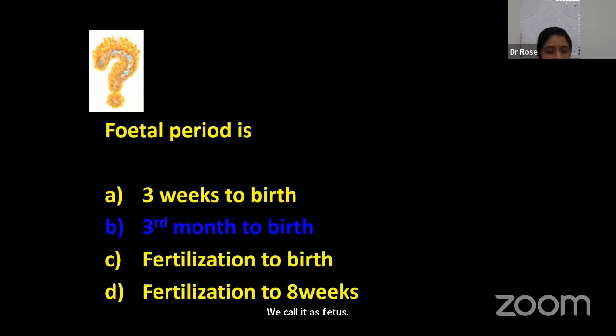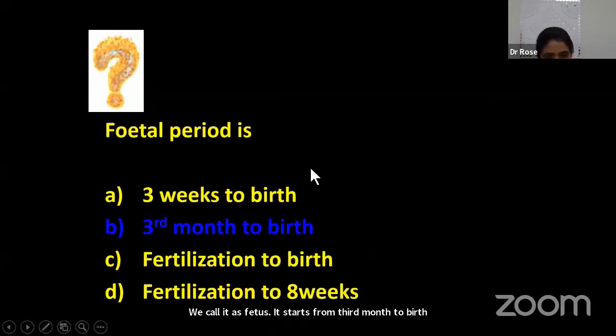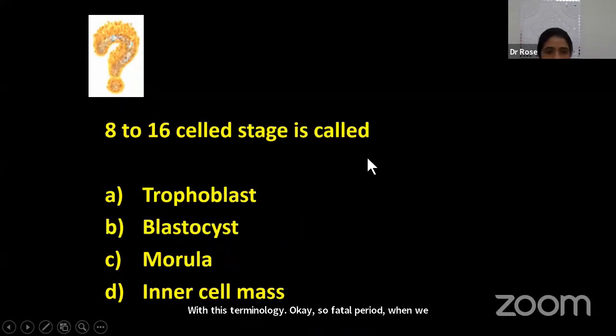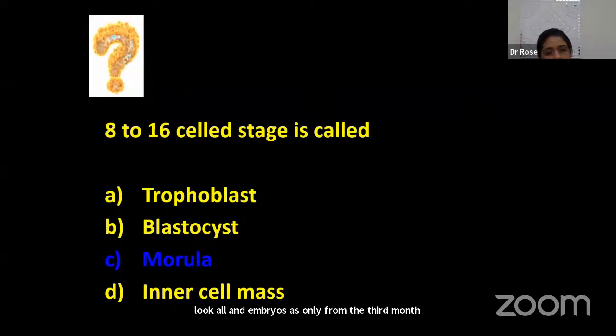So these are very favorite questions. You will be confused if you are not thorough with this terminology. Okay, so fetal period. When will you call an embryo as fetus? Only from the 3rd month till birth. 8 to 16 cell stages, morula.